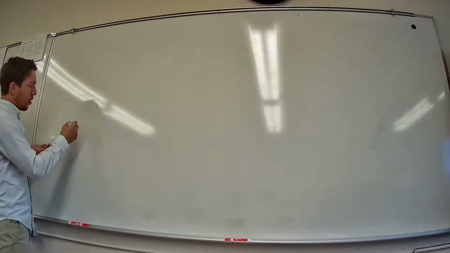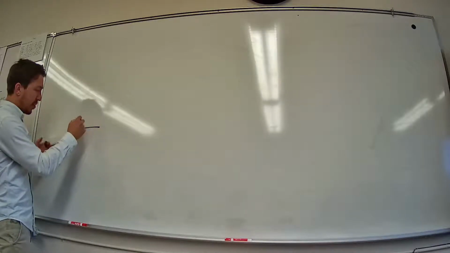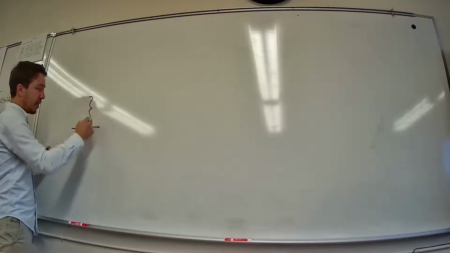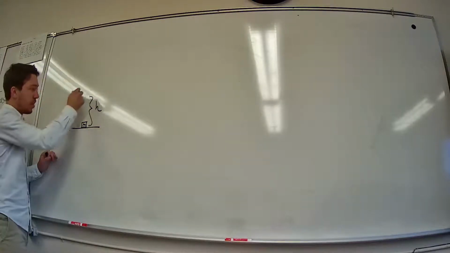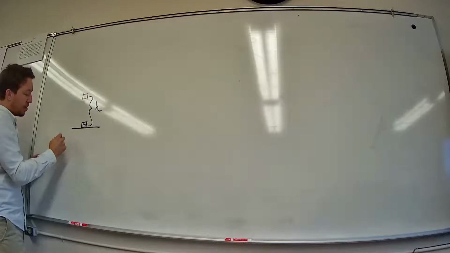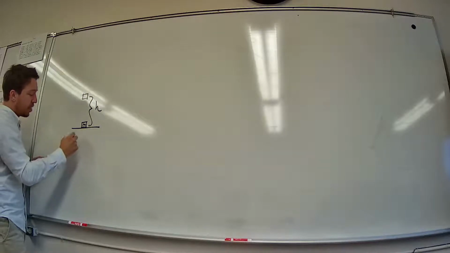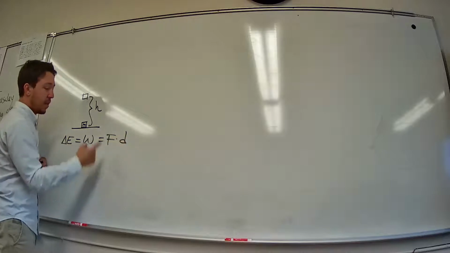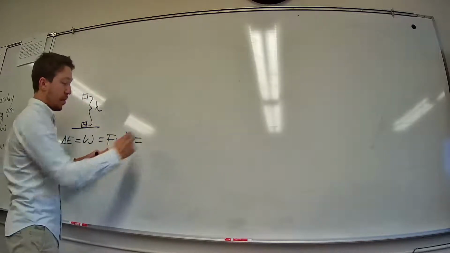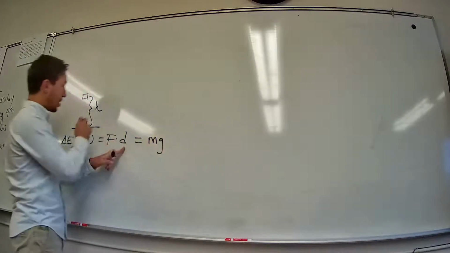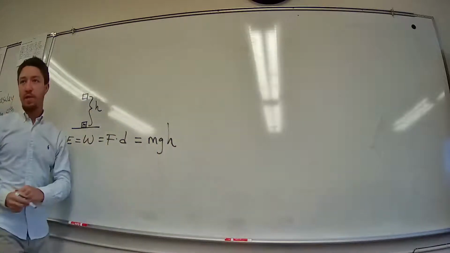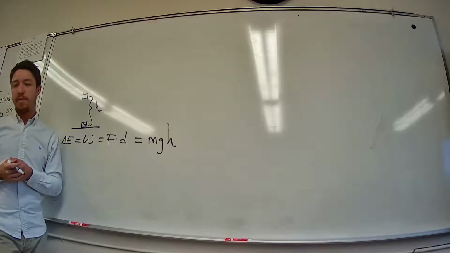Very quick overview of that. Well, where did that come from? Well, what we did was we took a block of mass m and we lifted it a distance h and made an argument that, well, since the change in energy is equal to the work, and the work is force times distance, and the force is mg, and the distance I pushed it is h, then therefore the change in energy must be equal to mgh.